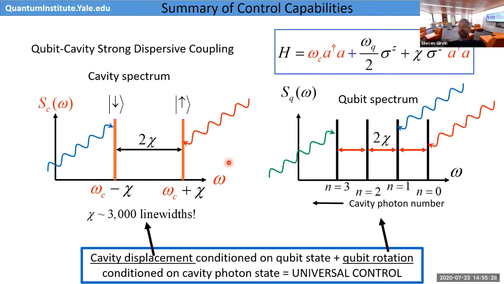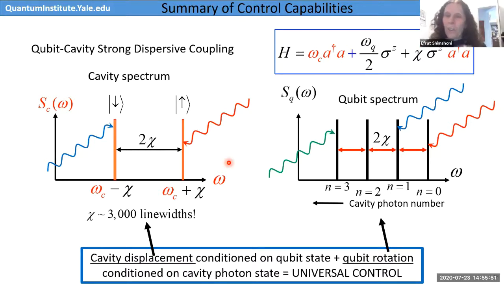So people have used tantalum recently. That's getting some good results, but aluminum is just simple, and the recipe for making the junctions is just very easy.